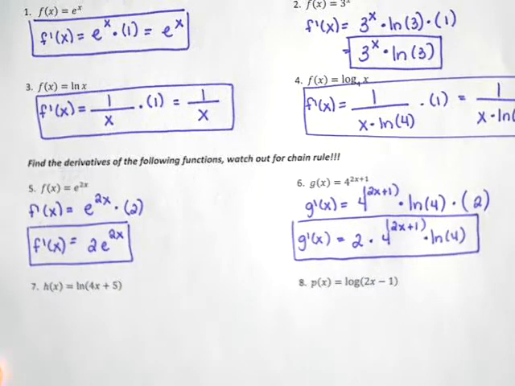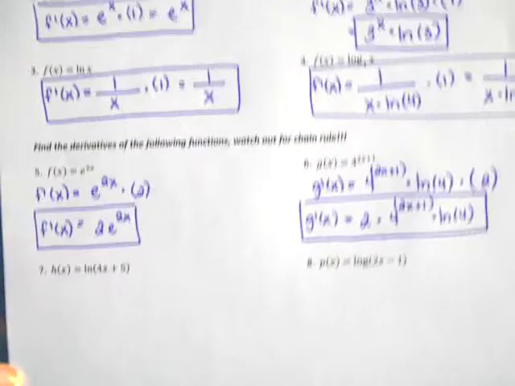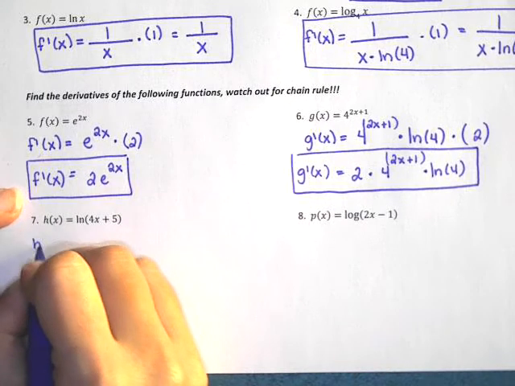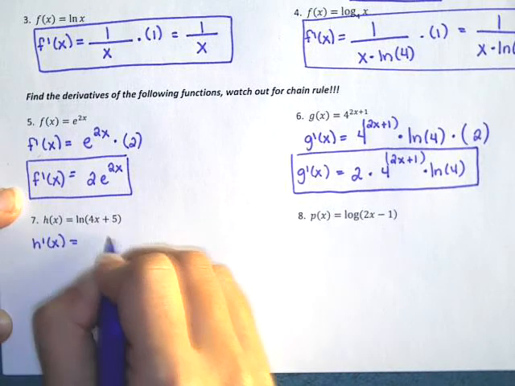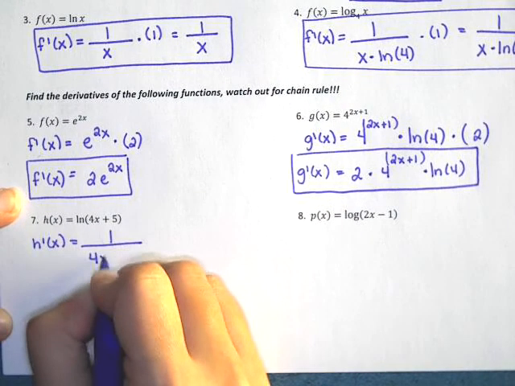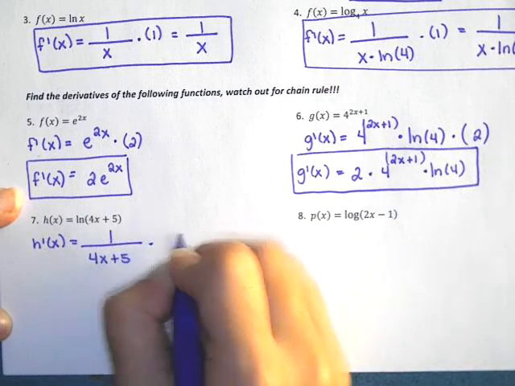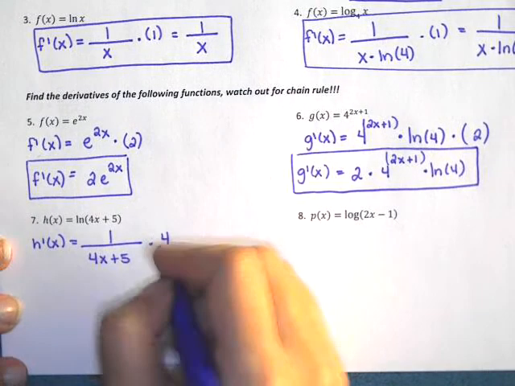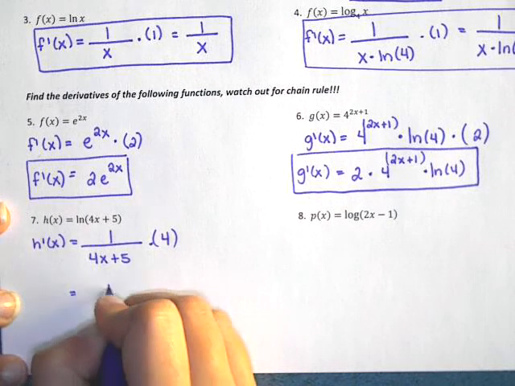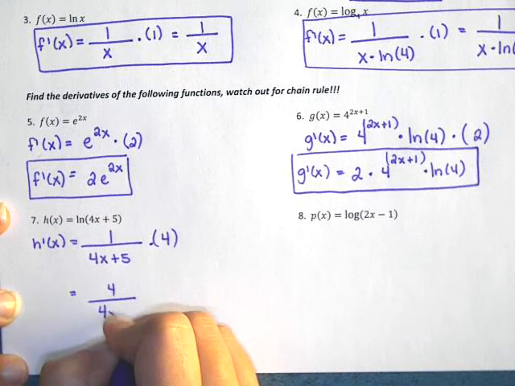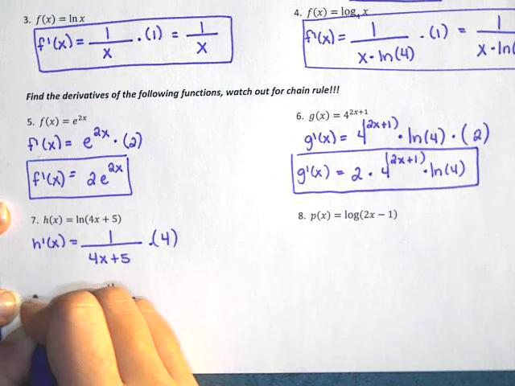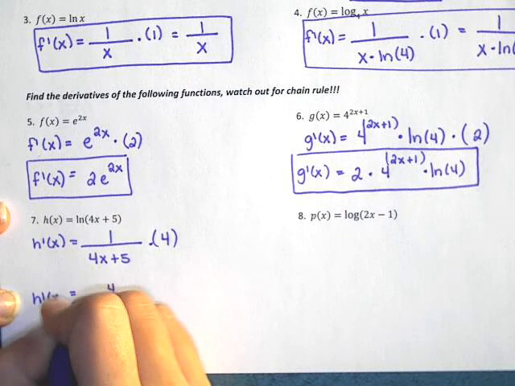Now, derivative of ln would just be 1 over the stuff times the derivative of the stuff, which in this problem would be a 4. So if I write the 4 on the top, I get 4 over 4x plus 5 is my derivative.